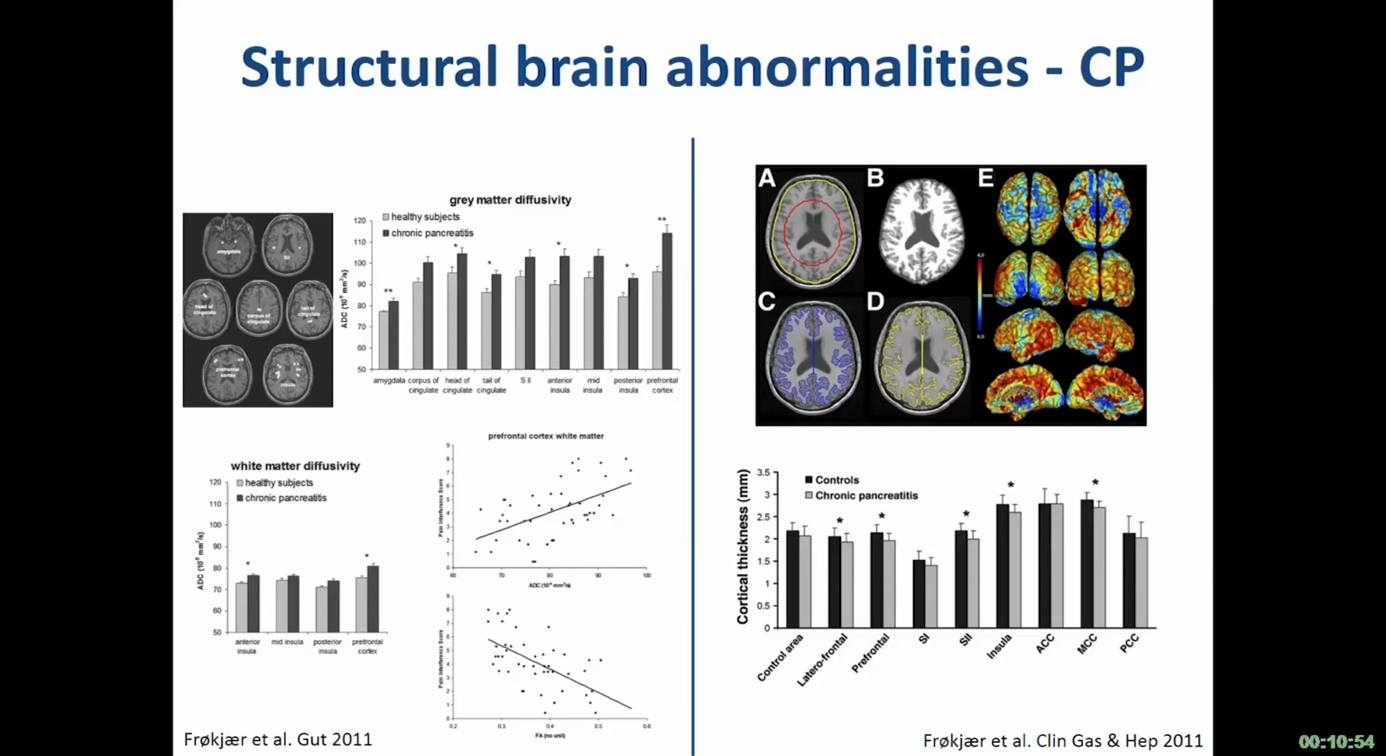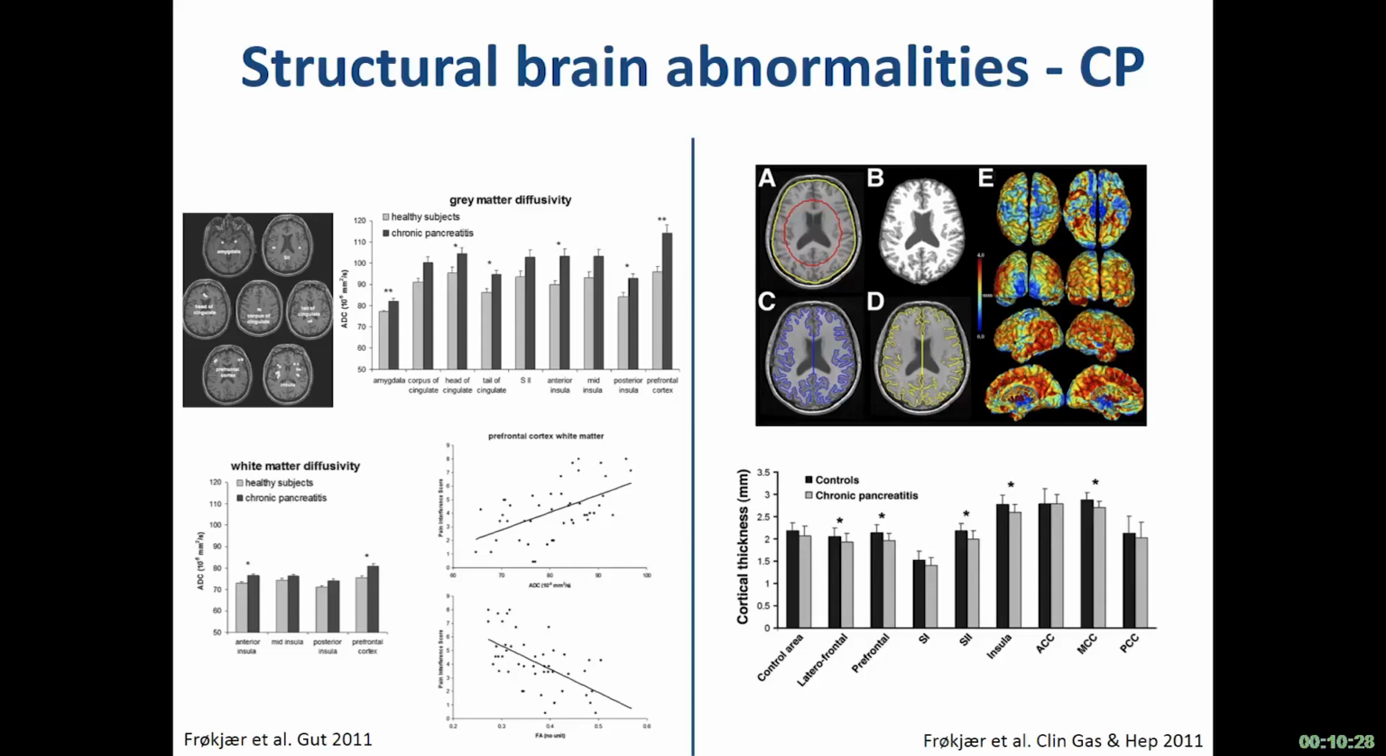But again, we have looked into the brains of these patients, using two different techniques. One technique is based on diffusion weighted imaging, where we can get an idea of the microstructure of the brain. We found changes in most of the areas that are normally considered as a part of the pain matrix, visceral pain matrix, and interestingly, we could actually see that many of these changes correlated with the clinical symptoms of the patients.